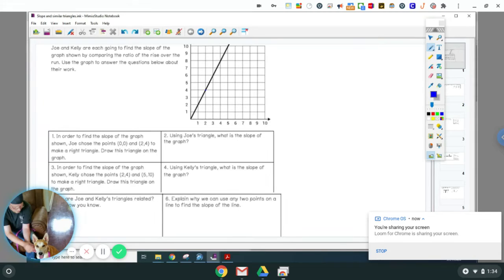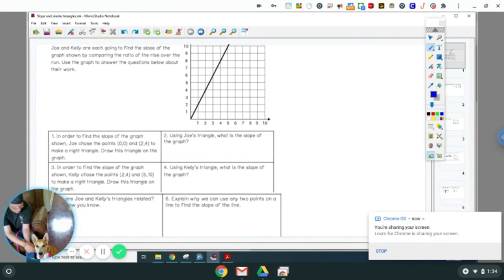Right, so today we're going to be talking about similar slope and similar triangles and how they relate to each other. It's going to be very similar to finding slope from a graph using rise over run. So Joe and Kelly are each going to find the slope of the graph shown by comparing the ratio of the rise over the run. Use the graph to answer the questions below about their work.